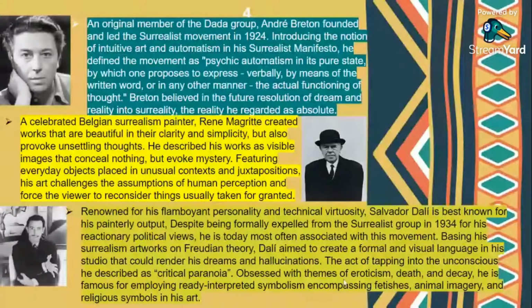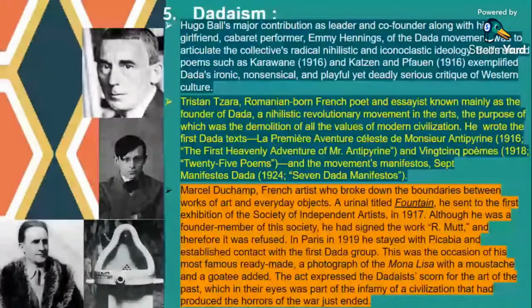And the last one, the fifth one, is Dadaism. There is no certain history of how the word came into existence, but some people guess it is the name of a boy, and it was just like its characteristic: there is no meaning at all. The founder is Hugo Ball. Hugo Ball's major contribution as leader and co-founder, along with his girlfriend, cabaret performer Emmy Hennings, was to articulate the collective's radical nihilistic and iconoclastic ideology. Cabaret is a kind of performing art.